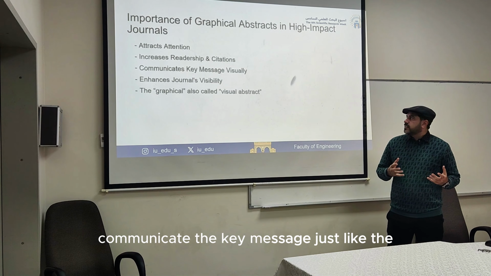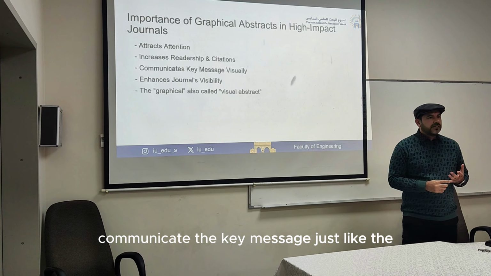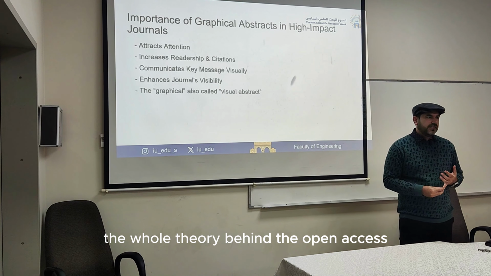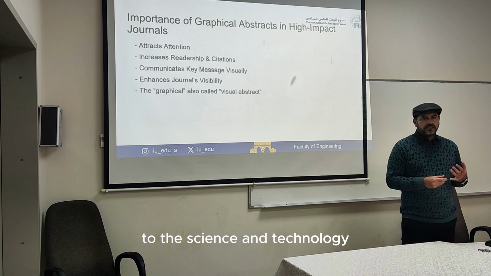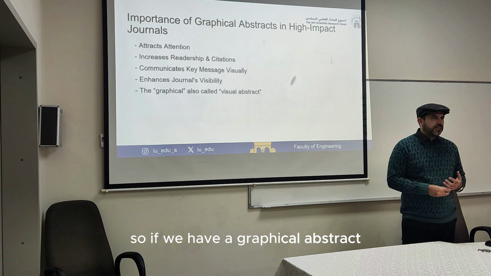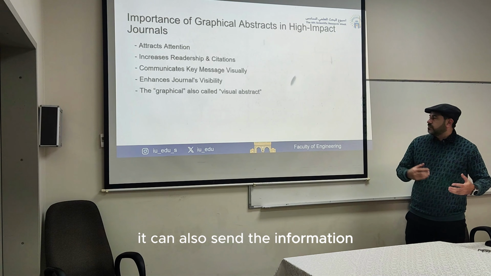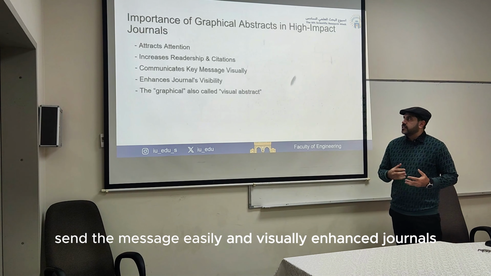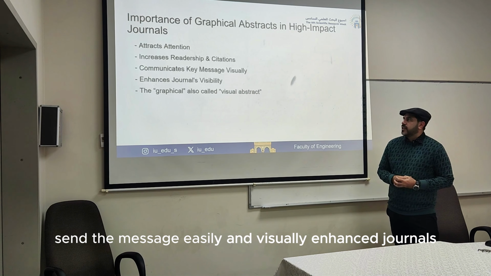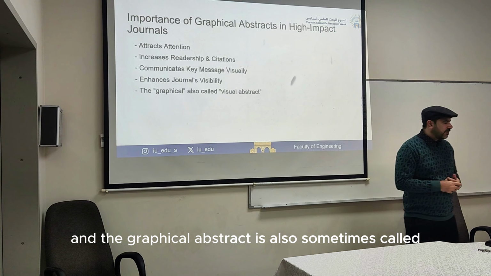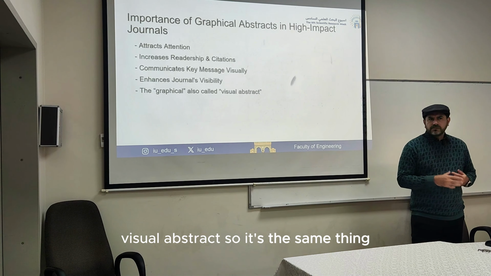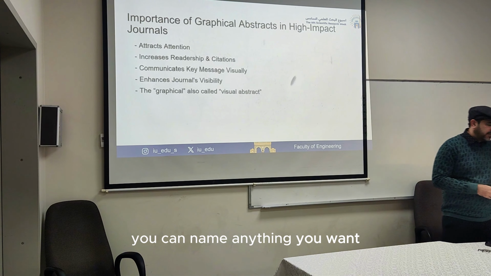Communicate the key message, just like the whole theory behind open access is that more and more people should get access to science and technology. So if we have a graphical abstract, it can send the message easily and visually. Enhanced journal visibility, it's the same thing. The graphical abstract is also sometimes called a visual abstract. So it's the same thing. You can name it anything you want.